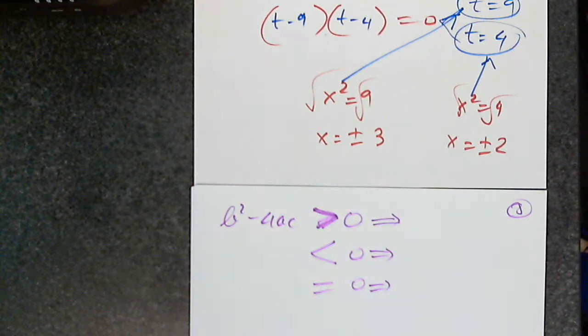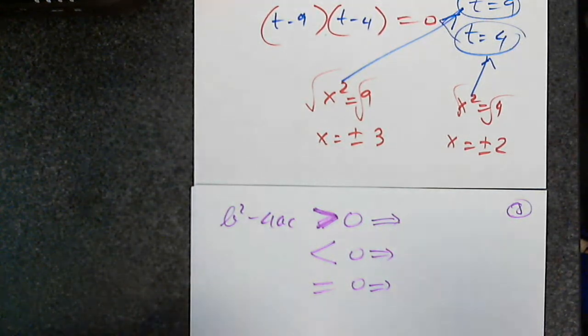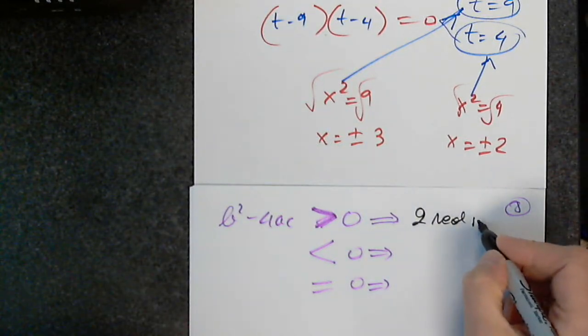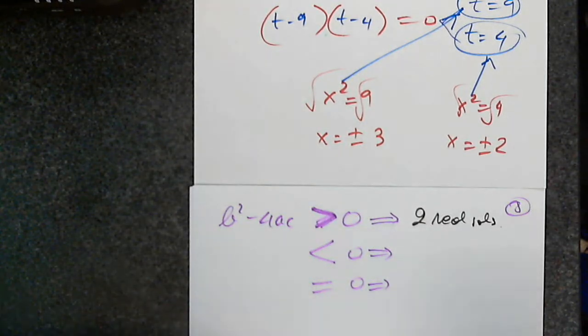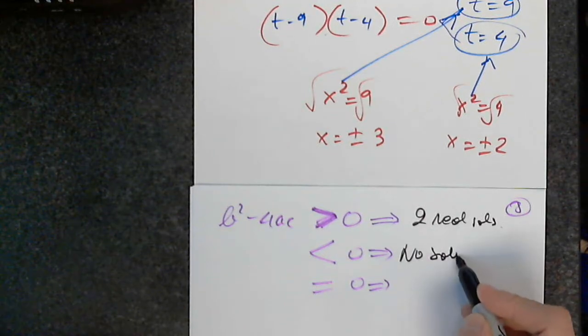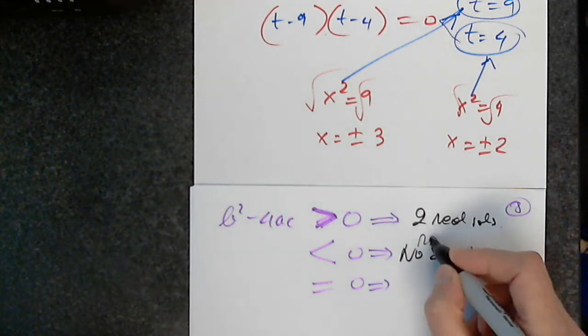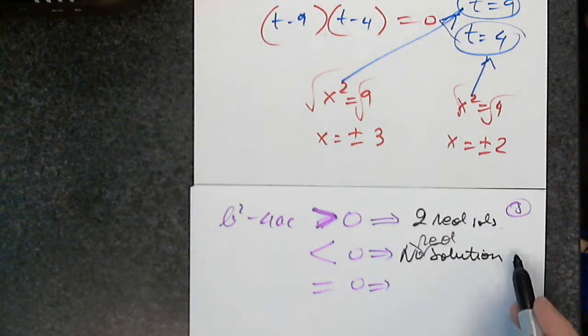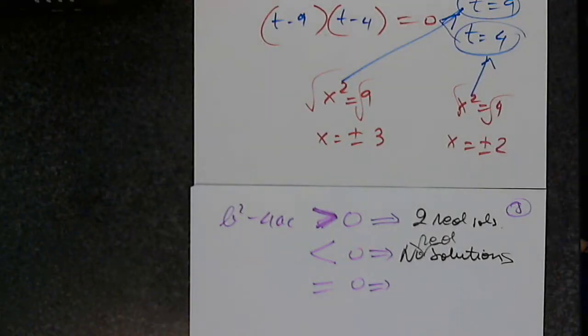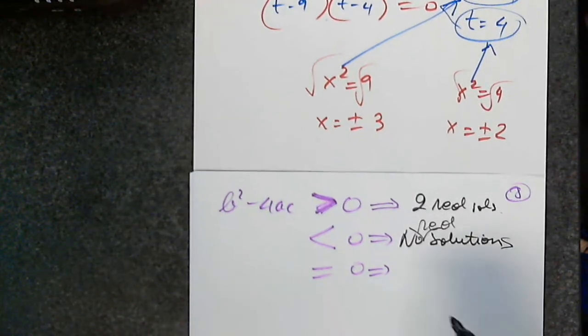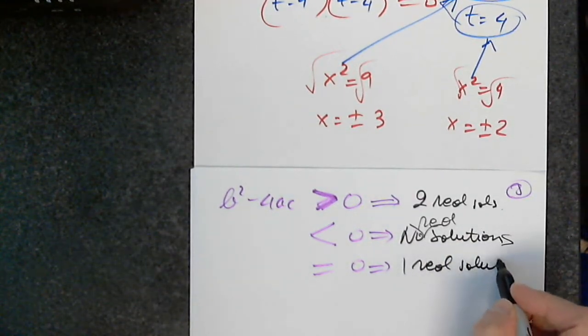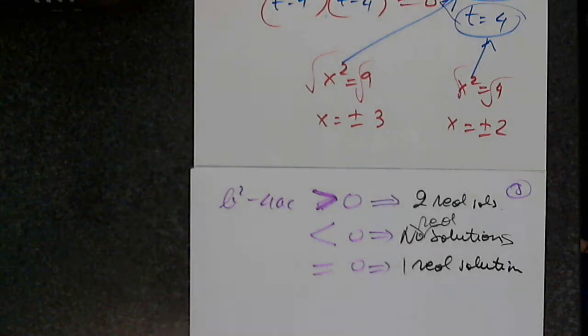What is the first case all about? Two real solutions. Very good. The quadratic function will cross the x-axis twice. Perfect. What about the second one? No solutions. I should say no real solutions, which means the quadratic function will not touch the x-axis. Very good. And what about the last one? One real solution. In other words, the vertex will also be the x-intercept.